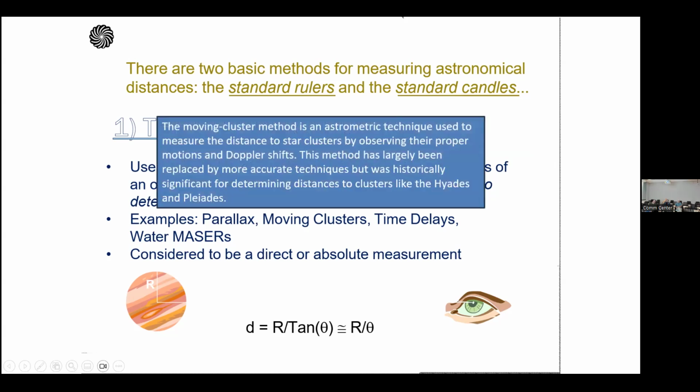Moving clusters, see, these are things I never knew. Moving clusters are a specialized method used to measure the distance to star clusters by using their proper motions and Doppler shifts. It was used historically to determine distances to clusters like the Hyades and the Pleiades. I don't think it's used for much anymore nowadays. But these are not standard candle measurements. These are more direct measurements.